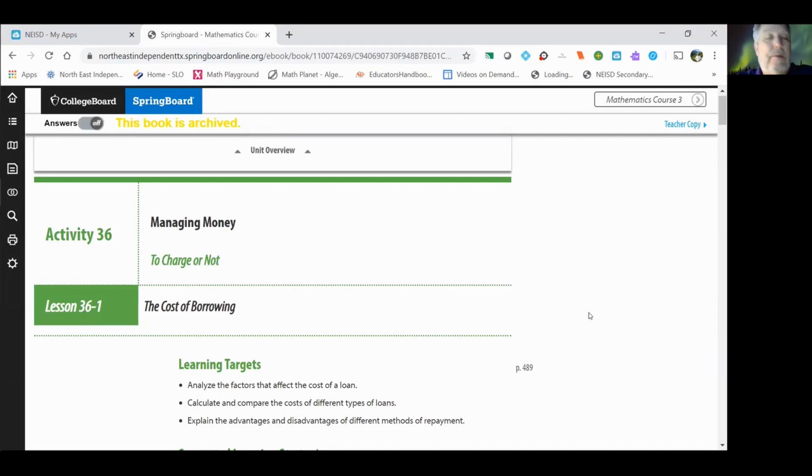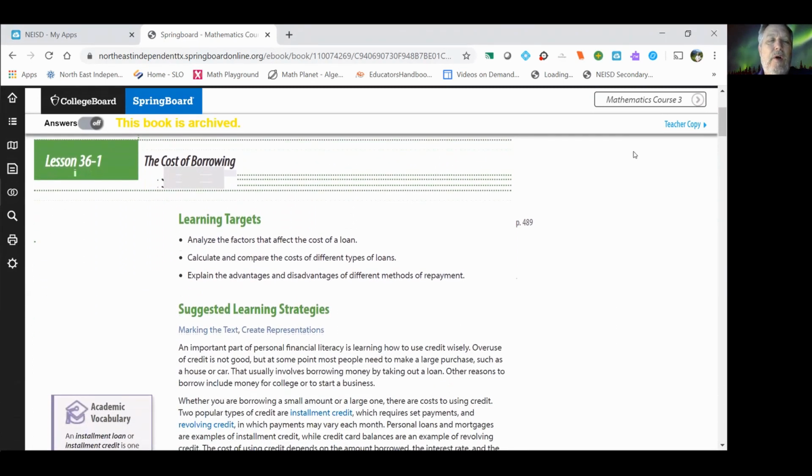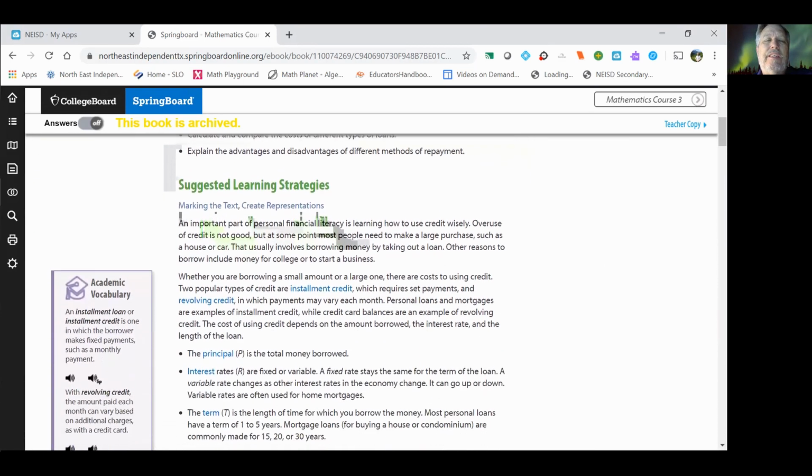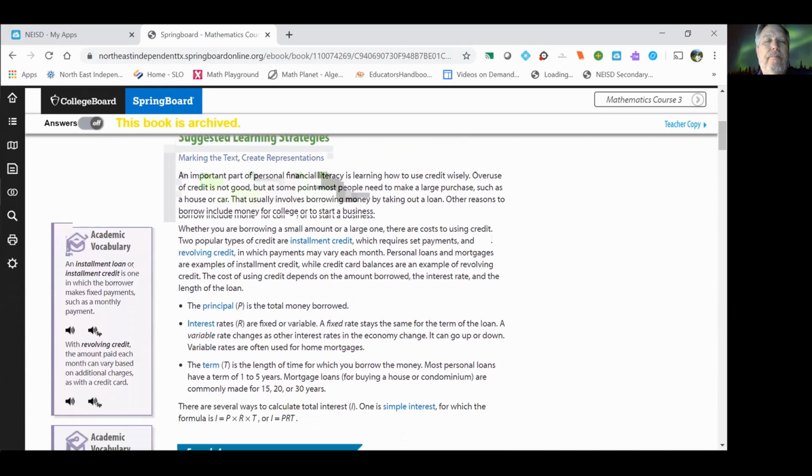Hi guys, today we're going to do SpringBoard Course 3, Lesson 36-1, the cost of borrowing. Our learning targets: we're going to analyze the factors that affect the cost of a loan, calculate and compare the cost of different types of loans, and explain the advantages and disadvantages of different methods of repayment.